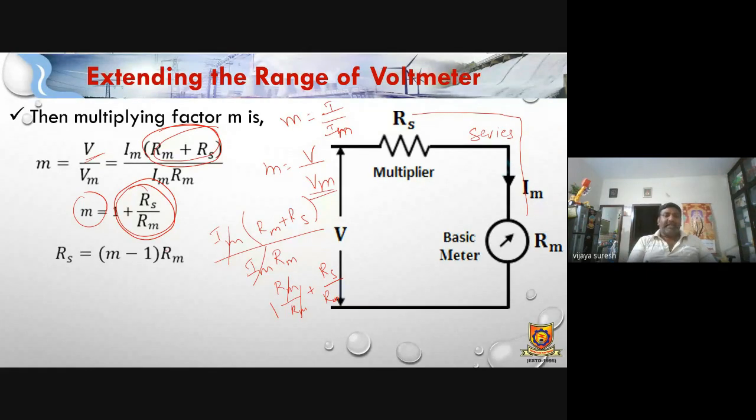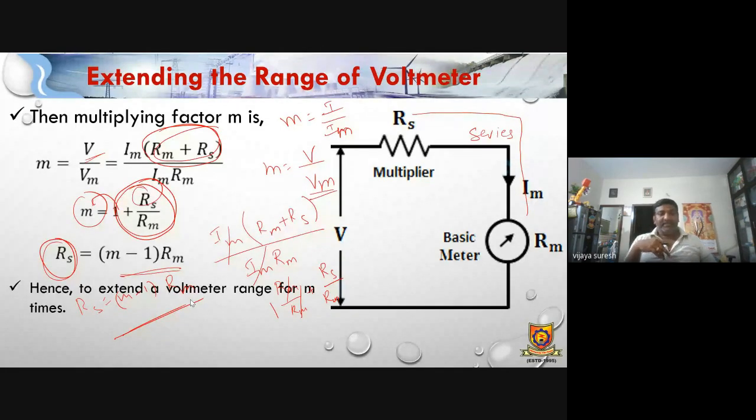Now from this we can calculate how much resistance can be added. So Rs equal to, from this expression, m minus 1 into Rm. By cross multiplication, take 1 across, m minus 1, and multiply with Rm, so that we will get Rs. So Rs equal to m minus 1 into Rm. This is the amount of resistance we are going to add. Okay, is it clear?